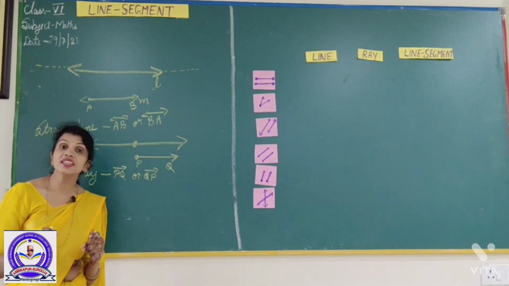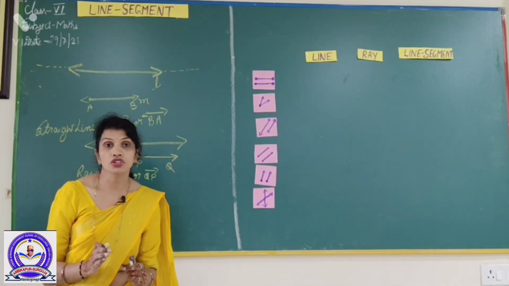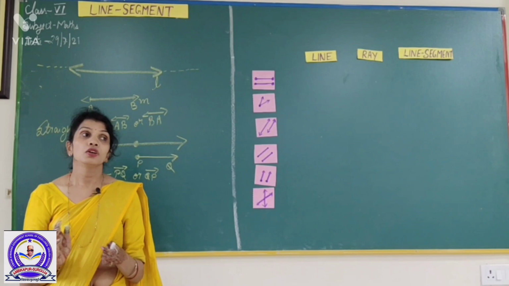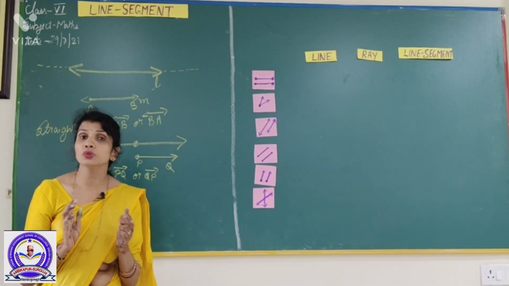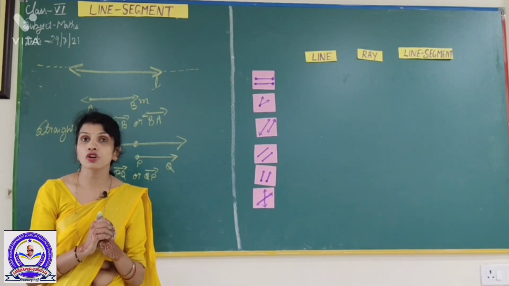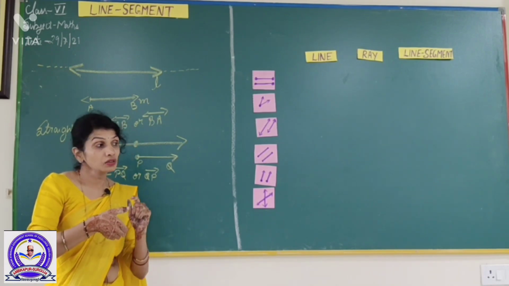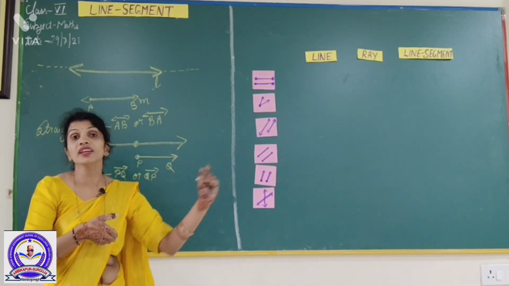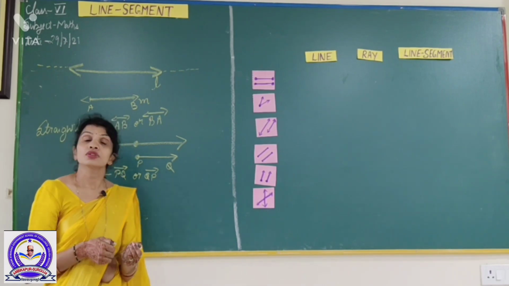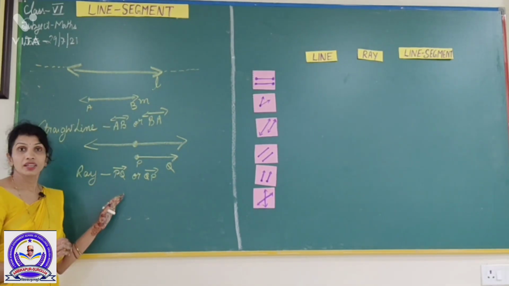The best example of a ray is a torch. If you have seen a torch, you go into a dark room and switch on your torch. The torch which you are holding is your point, and you will see that its ray goes on only in one direction. So that is the best example of a ray.